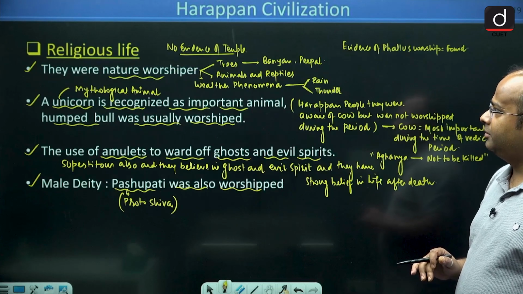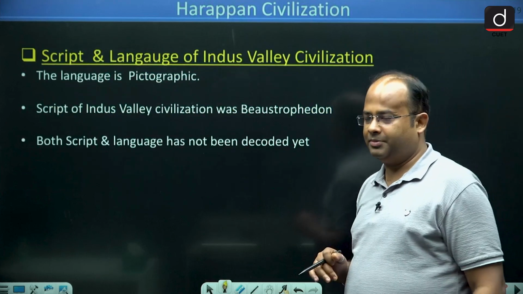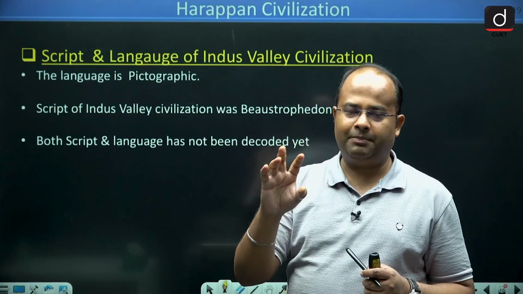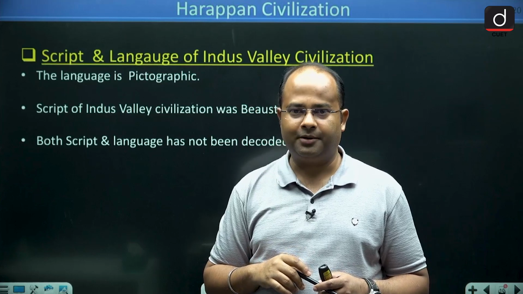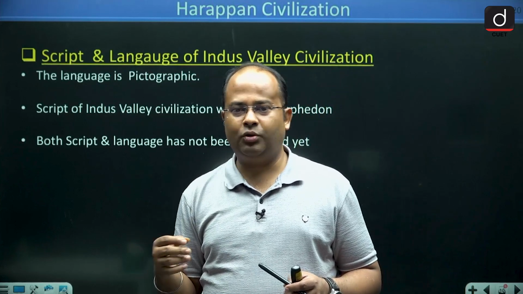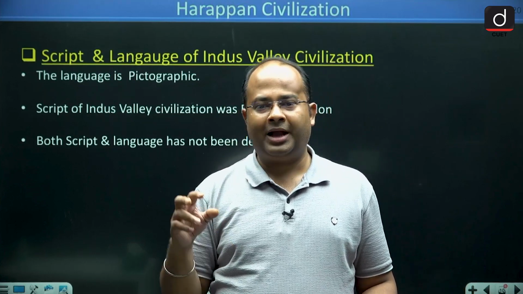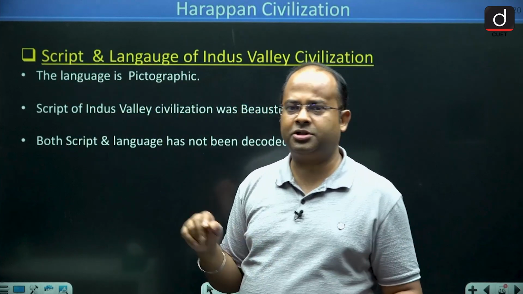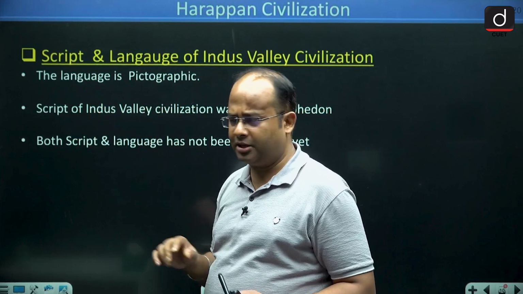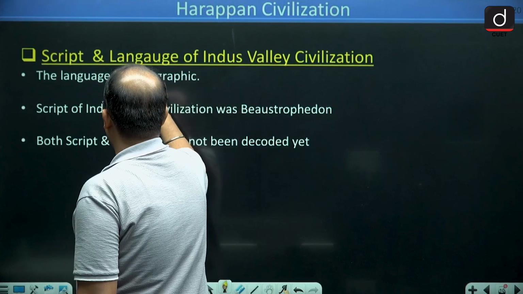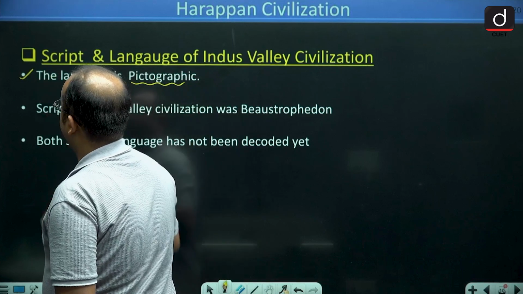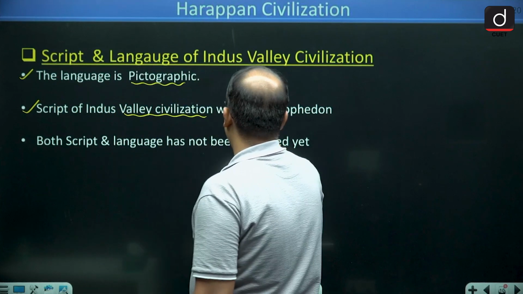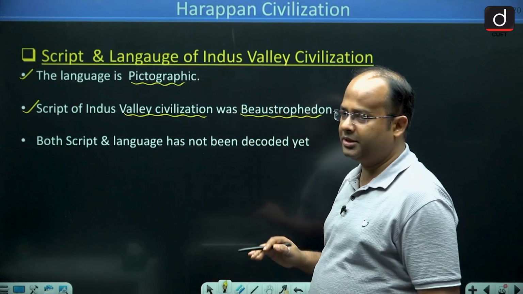Now let's come to the script and language of Indus Valley people. Both of them have not been deciphered yet. Therefore, the government of Tamil Nadu has announced a cash prize to the person who will decipher the Indus Valley or Harappan Civilization script and language. The language is pictographic, and the script is Bostophodon.